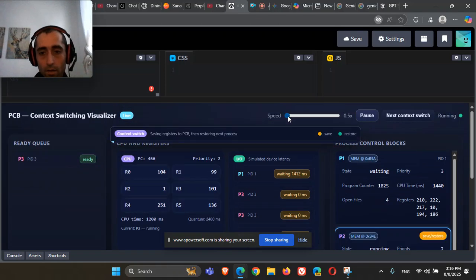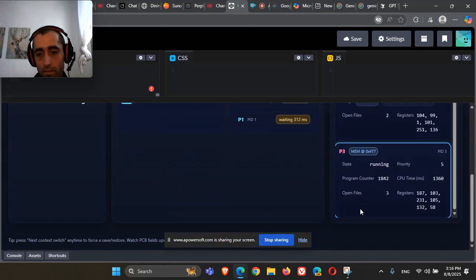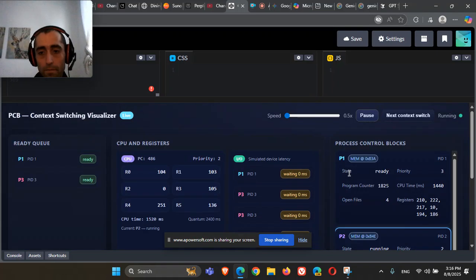Let's make it a little bit slower maybe so you can see it. Anyway, this is the idea of a process control block, to manage the process by the operating system.